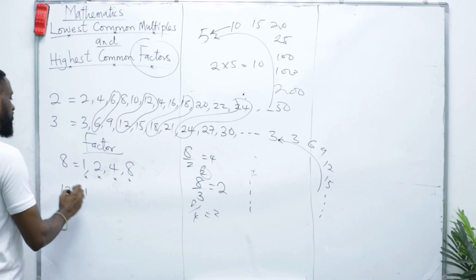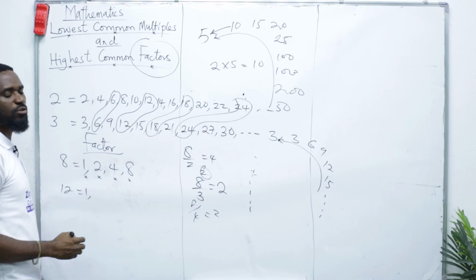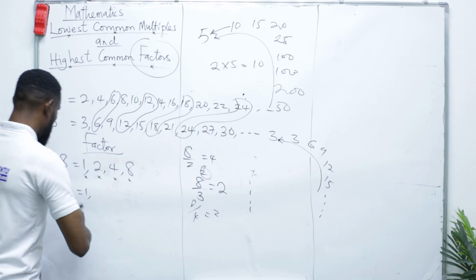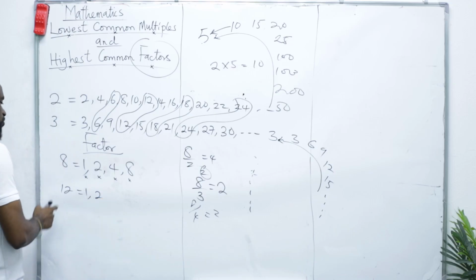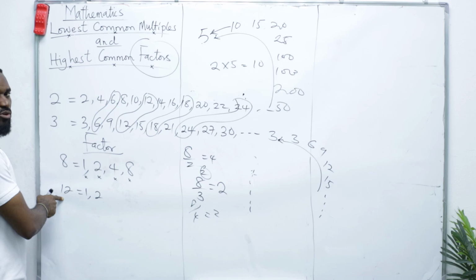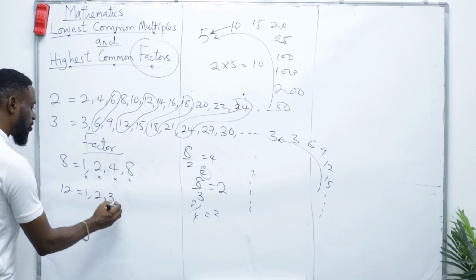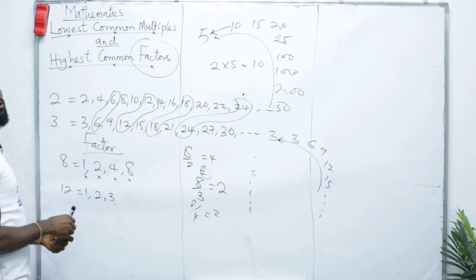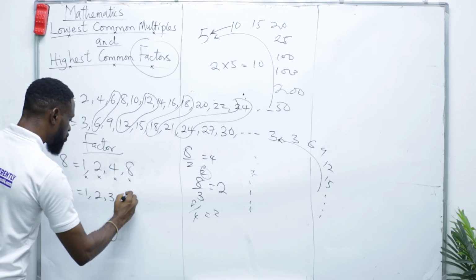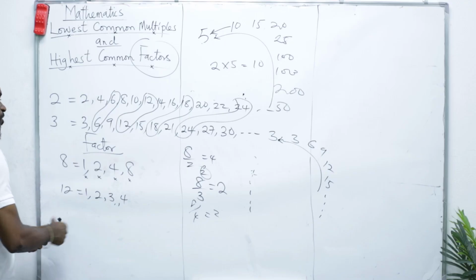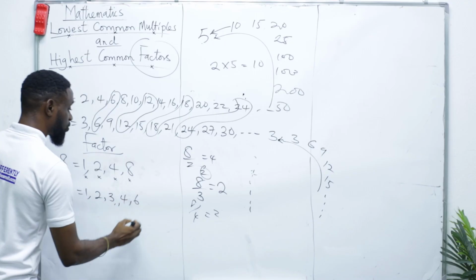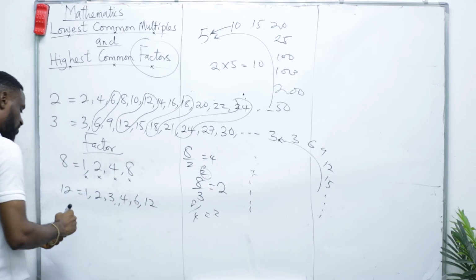12. 1 is a factor of 12. Remember, 1 is a factor of all numbers, right? 2 is also a factor of 12. 2 can divide 12 to give us 6. 3 is also a factor of 12. 3 can divide 12 to give us 4. 4 is also a factor of 12. 4 can divide 12 to give us 3. 6 is also a factor of 12, and the last one is 12, a factor of itself.